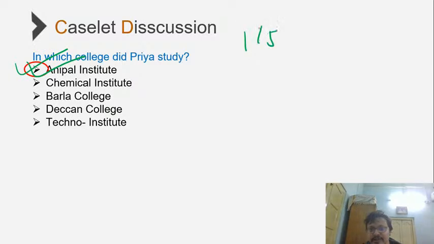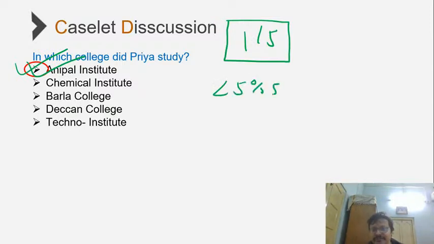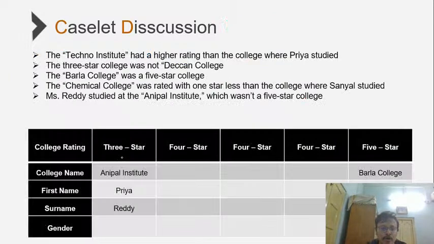So what we have done is, out of the 5 questions, we managed to solve 1 question, but without solving even 5% of the set. And this is important. The more difficult the set gets, it's important that you're able to answer questions without solving the set. And the moment you get Priya studied in Anipal, you've given yourself another clue. What is that? In the Priya column, I mark the college name as Anipal.